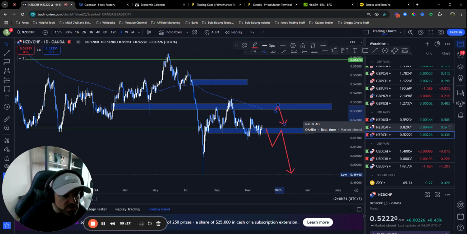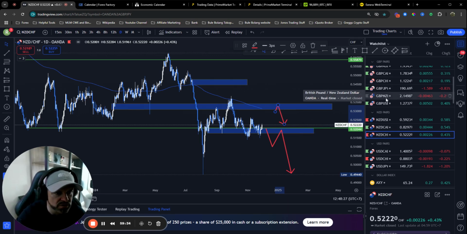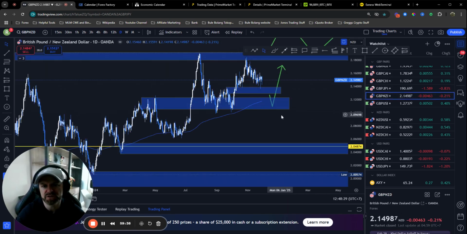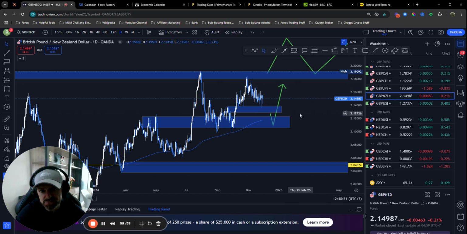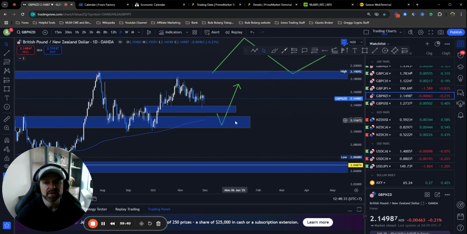What else we got? I don't even trade pound NZD, I don't think, because the spreads are really high and it's pretty poor. It would be buys, but yeah, we really need it to get any value. We really need it to come back down here, right? And you can see, look, we're miles away from that, so I'm not even marking it down.